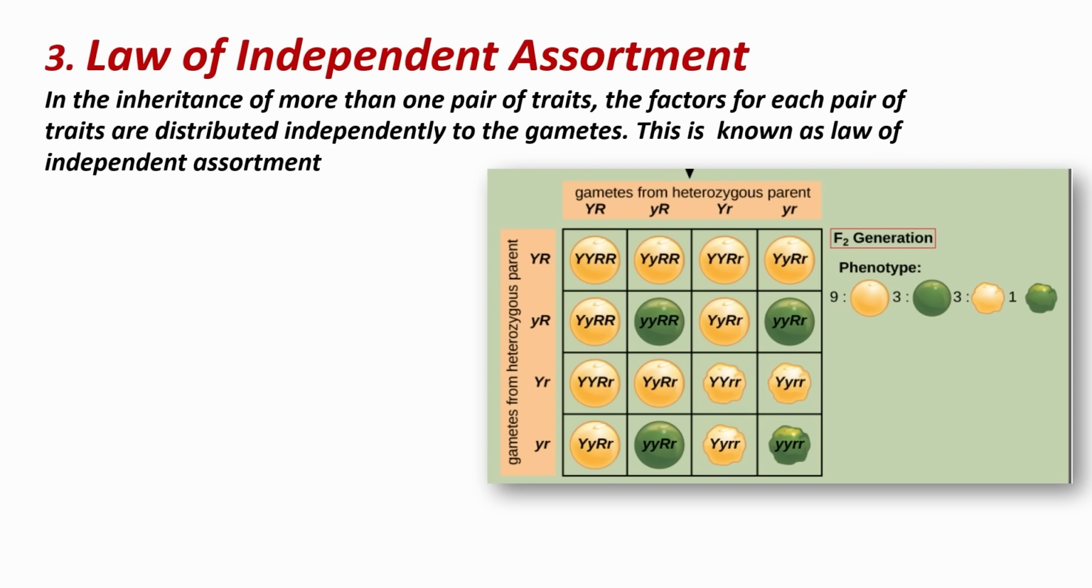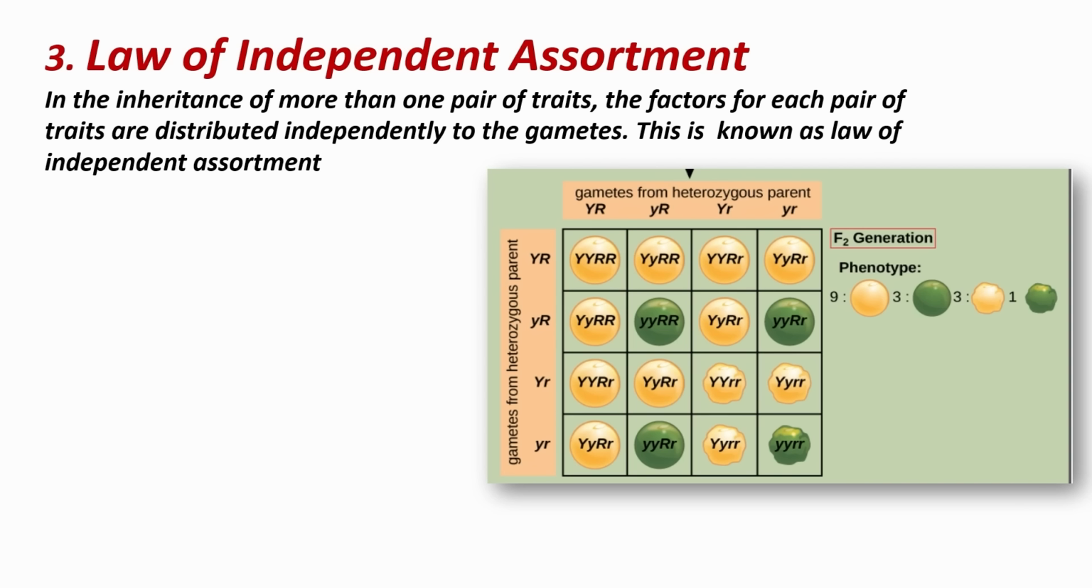Mendel crossed pea plants having round green seeds with pea plants having wrinkled yellow seeds. All the plants produced in F1 generation have round and yellow seeds, as round shape and yellow color are the dominant characters. On self-pollination of these seeds, plants with round yellow, round green, wrinkled yellow and wrinkled green seeds are formed in F2 generation in the ratio of 9 is to 3 is to 3 is to 1.